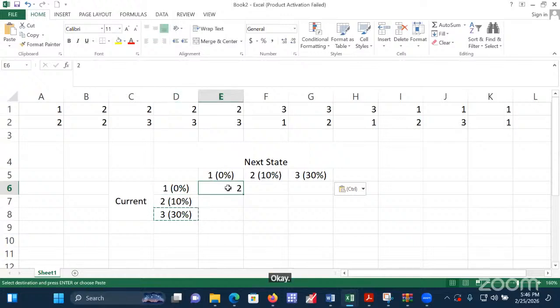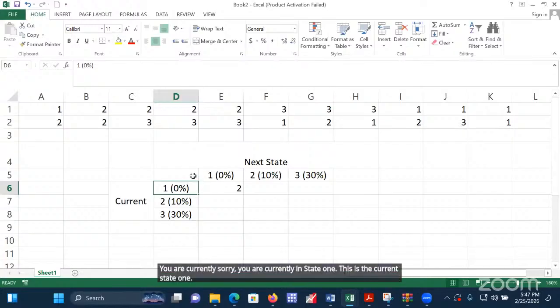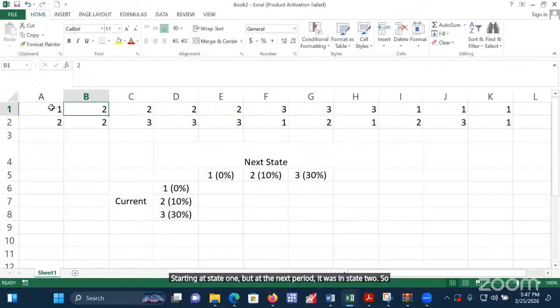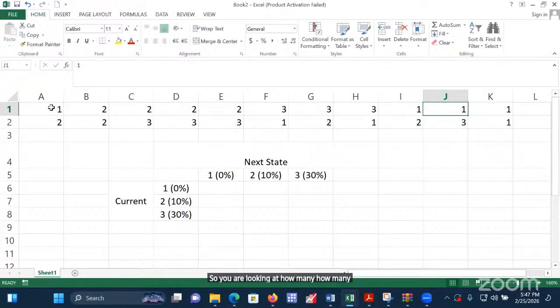Okay, so let me explain how I got the 2. Now, you are currently in state 1. This is the current state 1. And then you are looking at the number of times that you observed the process to transit back to state 1. How many times did you observe it during the tracking period? So you will notice that here is starting at state 1, but at the next period it was in state 2. So this condition doesn't apply. But you are looking at the scenario where you started from 1, and then the next one you are also in 1. So you are looking at how many times did you observe that kind of a scenario.